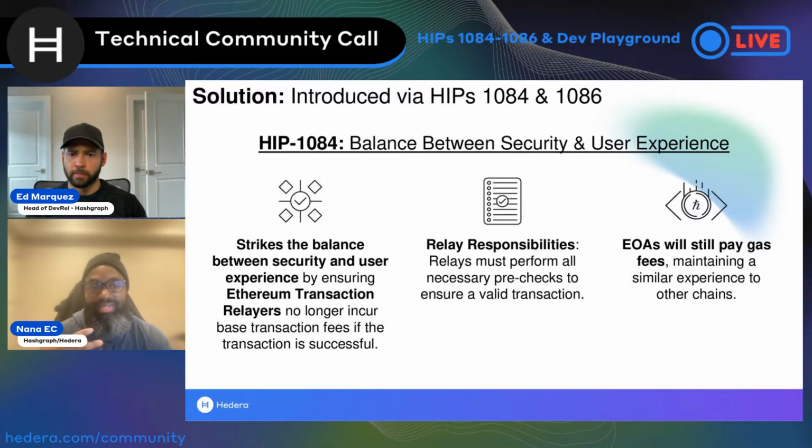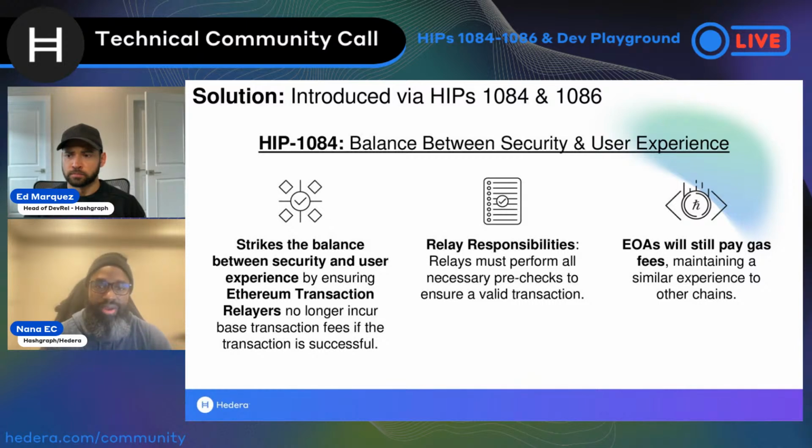If that relay submits a bad transaction, and bad being poorly formatted, or they didn't do certain checks on, does the user have enough balance to pay for it, those sort of things, the network will still charge that relay for the work that it does in checking that transaction.